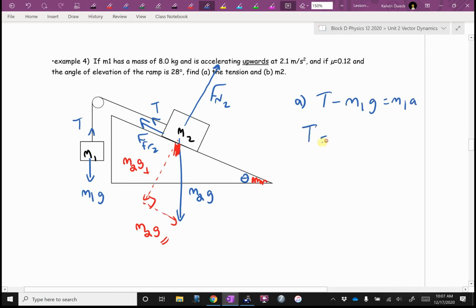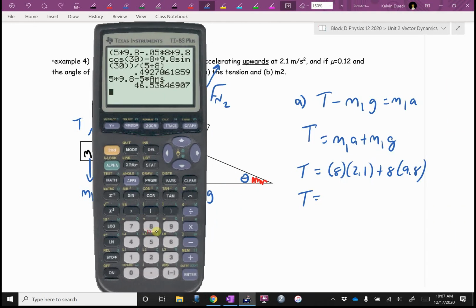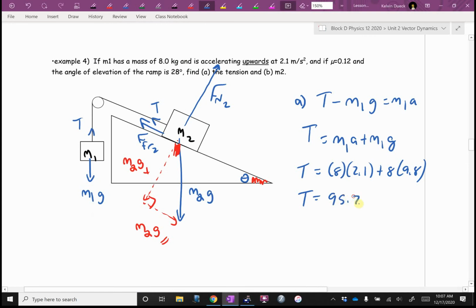So tension is going to be M1A plus M1G. It's going to be 8 times 2.1 plus 8 times 9.8. And I won't round this at all, Marcus. I'll keep every decimal that I can because I'm going to be using this to find an answer. You get 95.2 even? Okay.